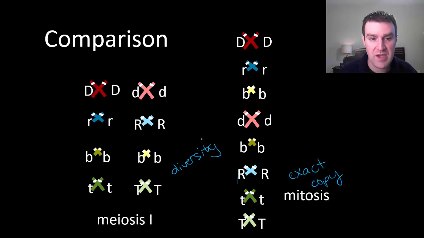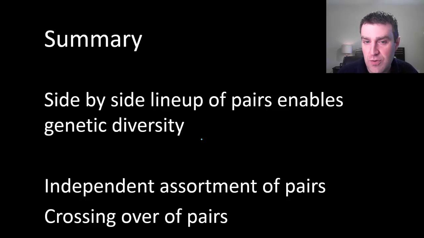All right, so in this video we talked about the two mechanisms that enable genetic diversity during meiosis. And remember that meiosis is the step leading to sexual reproduction, so this is also how we get diversity in sexual reproduction overall.